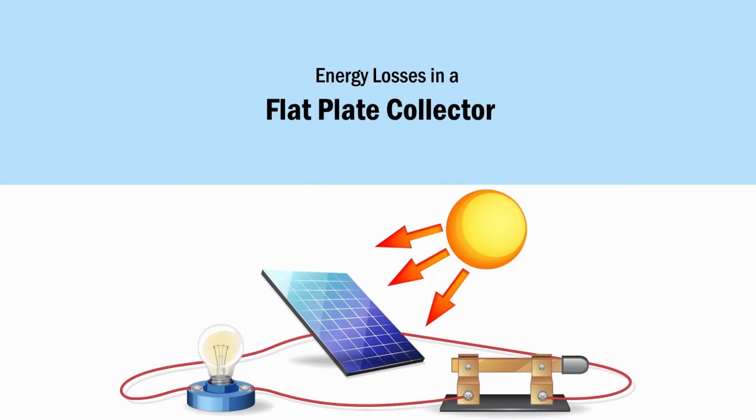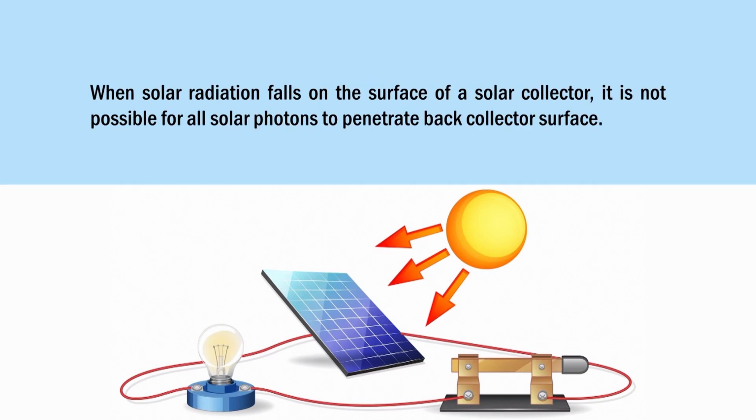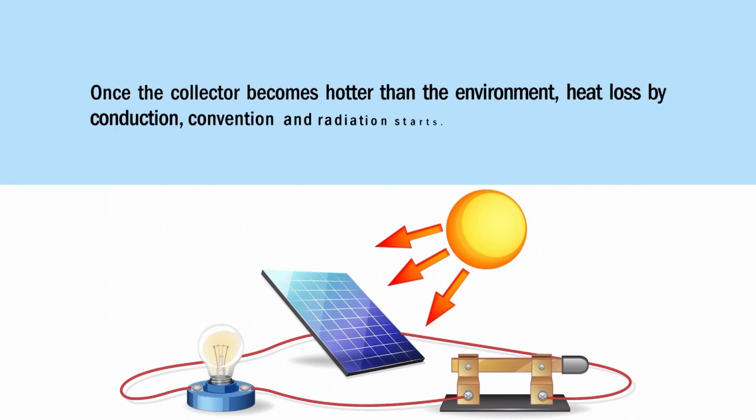Now, energy losses in the flat plate collector. When solar radiation falls on the surface of the solar collector, it is not possible for all solar photons to penetrate the collector's surface. Once the collector becomes hotter than the environment, heat loss by conduction, convection and radiation starts.